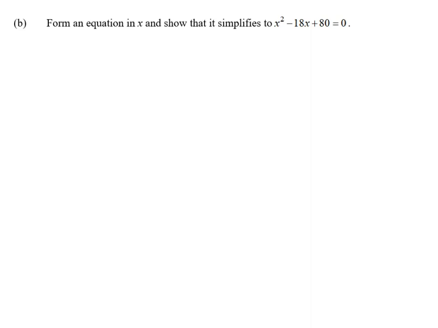Form an equation in x and show that it simplifies to x squared minus 18x plus 80. Now let's take a look at our rectangle again. We have the width to be x, and our breadth is 18 minus x. I've used up the information on perimeter, so I'm not going to use that again. But they told me that the area is 80 cm squared. So in this case, I'm going to make use of area. Area is equal to length times breadth.